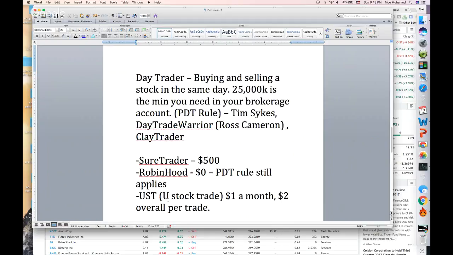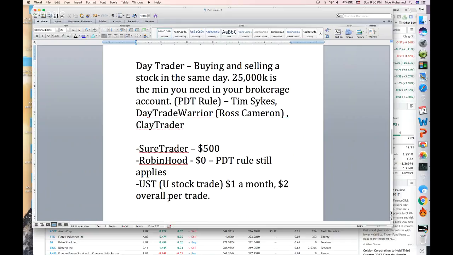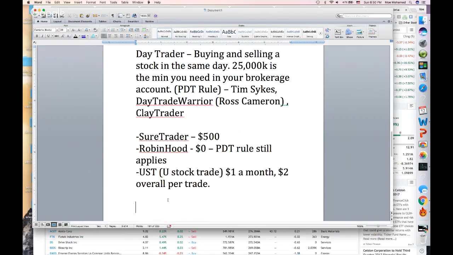But the PDT rule is there for people not to lose all their money, for people who are not experienced or trained. That's what they say, but I'm sure there's another reason why. So there's day trader, which I do day trade. I don't like to do it, but sometimes there are opportunities where stocks are just flying, and I want to kick in a little bit and get some money. So I'll day trade, but I'm primarily a swing trader.